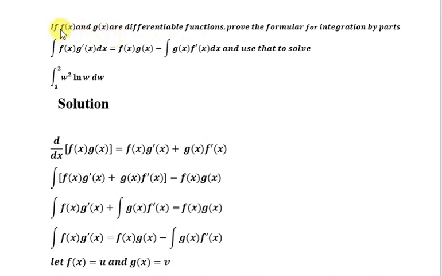The question reads, if f of x and g of x are differentiable functions, prove the formula for integration by parts. That is, the integral of f of x multiplying g prime of x dx is equal to f of x times g of x minus the integral of g of x times f prime of x dx, and use that to solve the integral of w squared ln w dw ranging from 2 to 1.